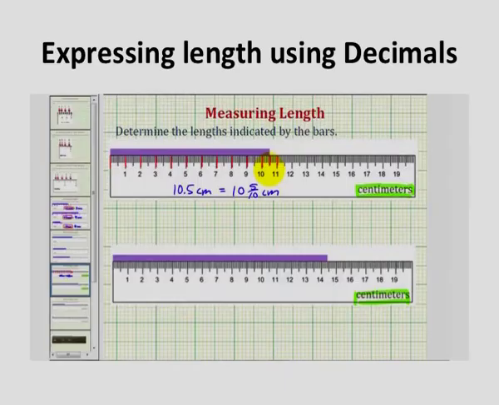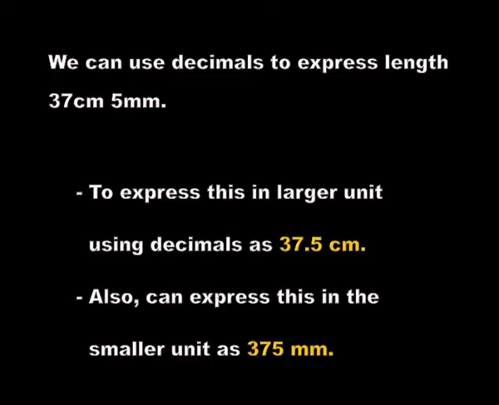Now we will see about expressing length using decimals. We can use decimals to express the length 37 centimeter 5 millimeter. We can express this in the larger unit using decimals as 37.5 centimeter. We can express this in the smaller unit as 375 millimeter.